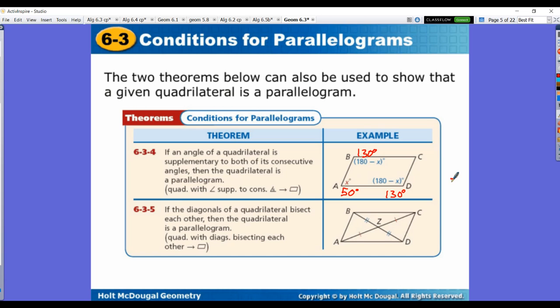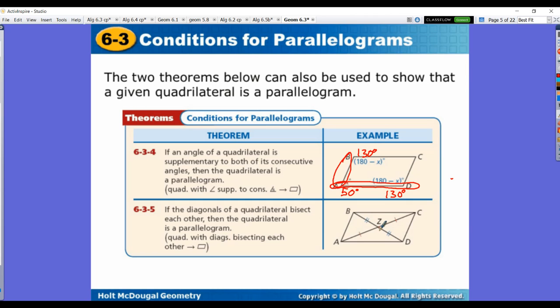Okay, so if you look at this situation, angles A and B are supplementary because they make 180, and angles A and D are supplementary because they also make 180 degrees. So that's what you're looking for, one angle that is supplementary to both of its consecutive angles. And the last thing we can look at is when our diagonals bisect each other, then that quadrilateral would end up making a parallelogram.